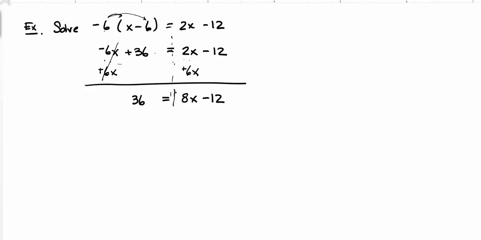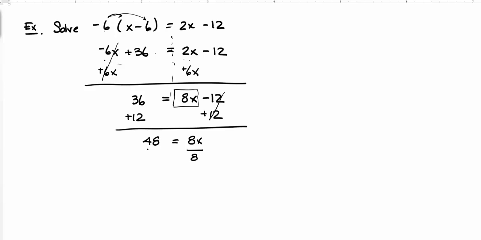Now I want to isolate my 8x, and I have this minus 12 here, so I do the opposite. So I add 12 to both sides. So I get 8x equals 48. And the last thing I do is divide by the coefficient. So I get x equals 6.